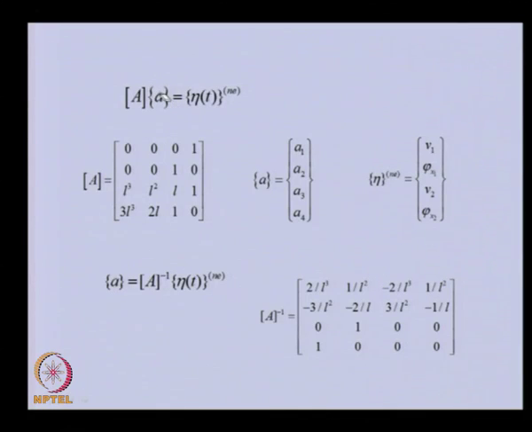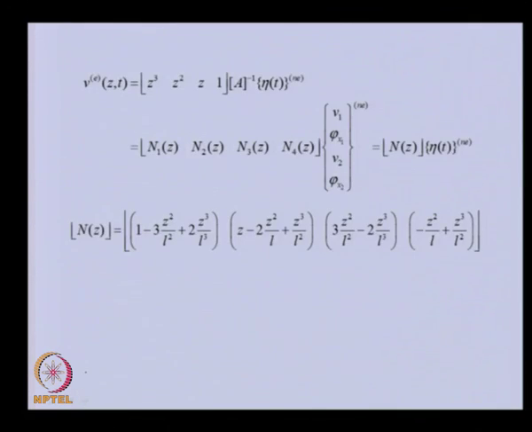Now, these constants are unknown. So, we can get them by inverting the A matrix. That we have done here. We inverted the A matrix to get a multiplied by the nodal displacements, and if we invert the A matrix, the form will be like this. So, we have now obtained the constants of the polynomial.